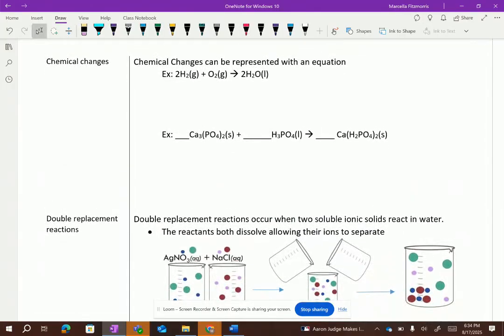So chemical reactions or chemical changes can also be represented with an equation. So 2H2, that's gas form, is going to react with O2 in gas form, and it's going to create something new. It's going to create H2O that's a liquid. So now we do have rearrangements of atoms, so it's now a chemical change.